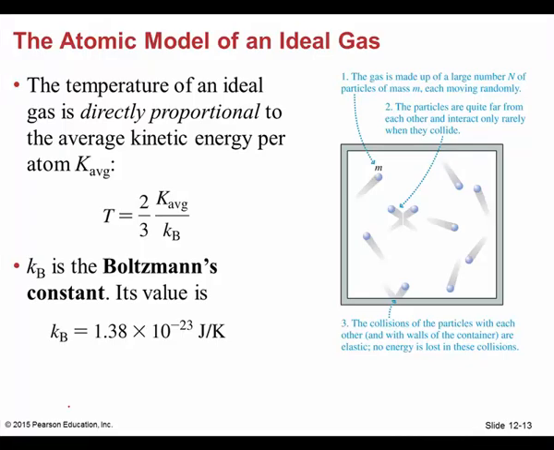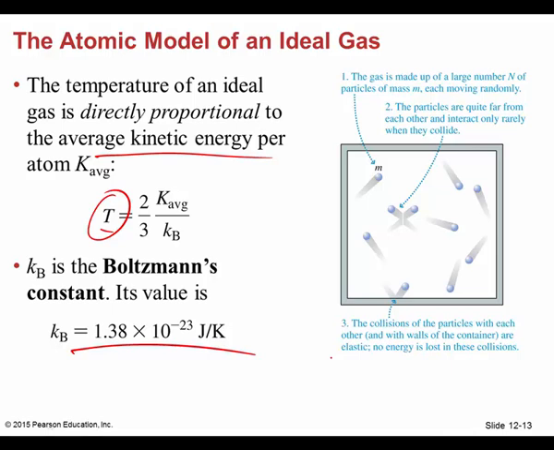All right, let's look at the atomic model of an ideal gas. Now, one thing we've learned about gases is that temperature is directly proportional to their average kinetic energy per atom, okay? And we can define it this way: the temperature is equal to 2/3 of the average kinetic energy divided by Boltzmann's constant. And that's how we can find the temperature of an ideal gas, if we know its average kinetic energy and we know Boltzmann's constant. Boltzmann's constant is 1.38 times 10 to the -23rd joules per Kelvin. And yes, you need to write that down, and yes, you need that for your final exam on your formula card, okay?